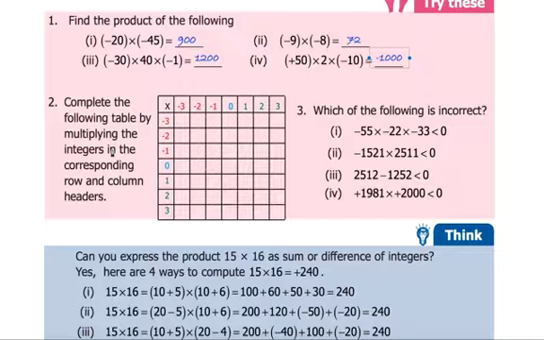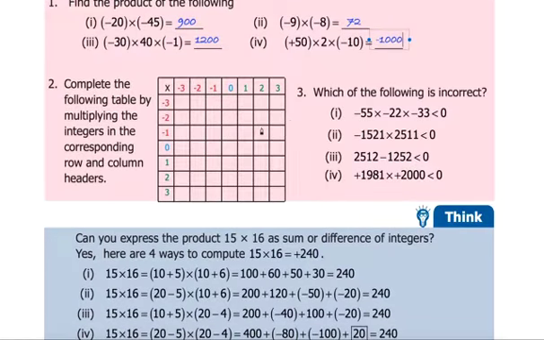Complete the following table by multiplying the integers in the corresponding row and column headers, like this: 9, 6, 3, 0, 3, 6, 9, like that. Like that you have to proceed. This anyway, there is no difficulty. I think you can easily do this.